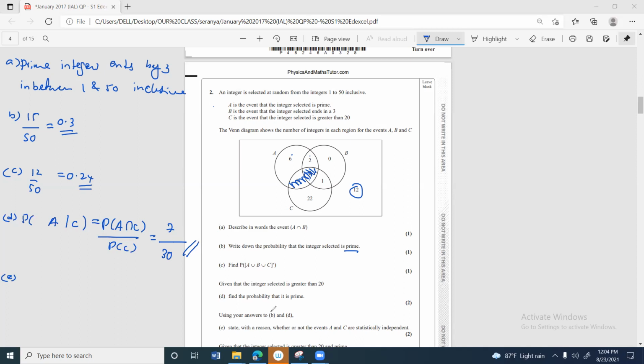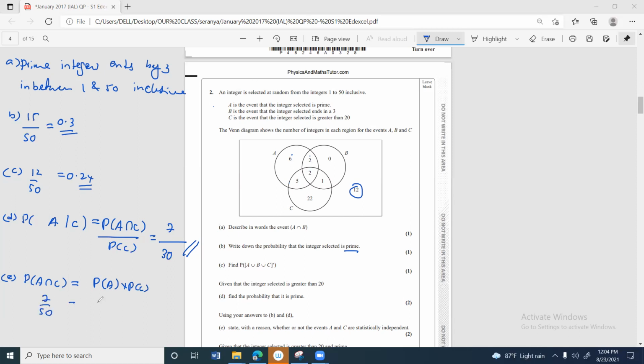Using your answers B and D, state with reason whether or not A and C are statistically independent. This is pretty simple. If they are independent, what can you write? If A and C are independent, probability of A intersection C should be equal to probability of A times probability of C. A intersection C is how much? A intersection C is 7 out of 50.